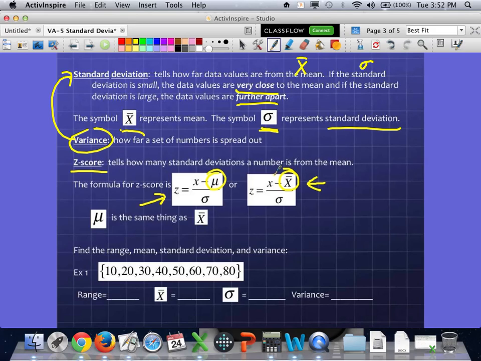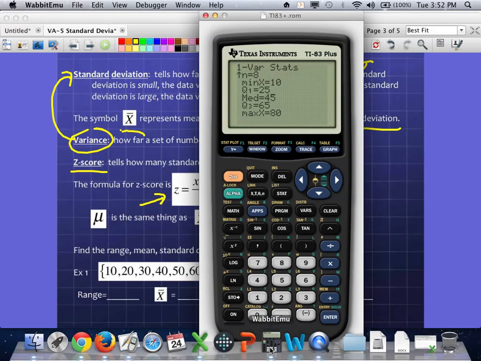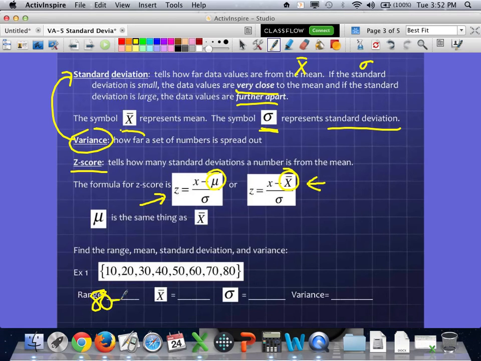So on our first example, it says find the range, the mean, the standard deviation, and the variance for the information that I've already put into my calculator. Okay? That is exactly the information I put in there. So they want to know the range. And remember, range is the difference from the max and the min. So my max was 80 and my min was 10. So my range would be 70.